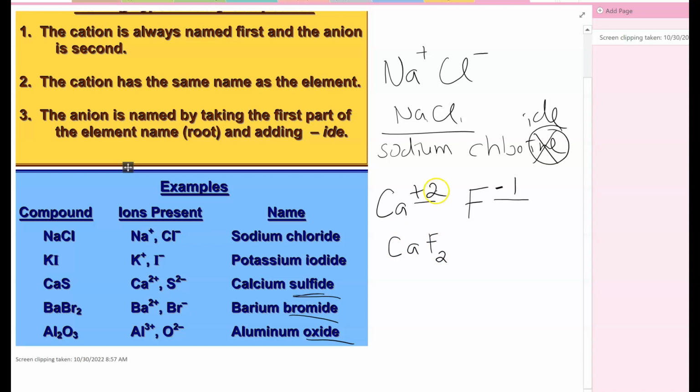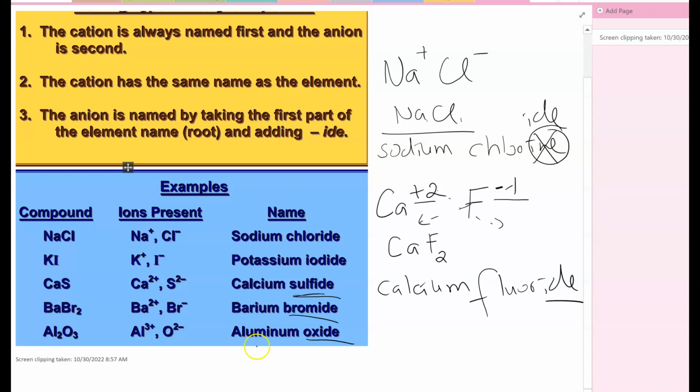So think about having these kind of crisscross, right? Like if you were doing a common denominator, you would want to make sure that both of them have the same. So by having 2 next to the fluoride, that indicates that you have 2 fluoride ions. And that means that 2 negative cancels out the +2. And we name this calcium fluoride. So the fluorine becomes fluoride.